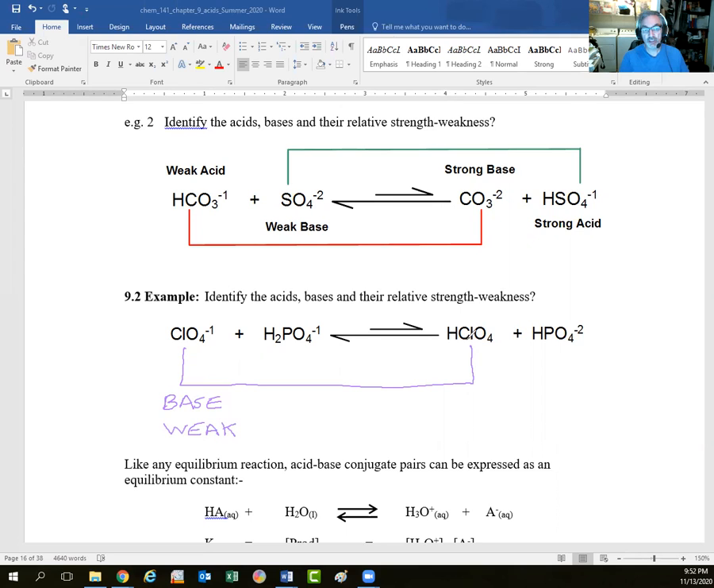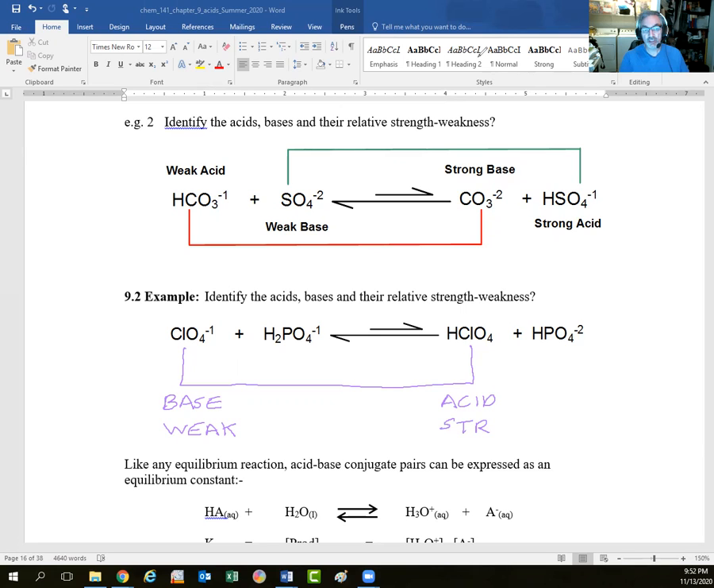Meanwhile, its conjugate, to turn back into the ClO4, it's got to get rid of that hydrogen, got to donate a proton. It's an acid. But it's now part of the favored flow of traffic, the favored back reaction. And so it must be good at its job. And it's a relatively strong acid.